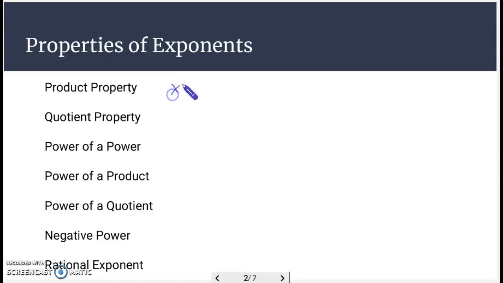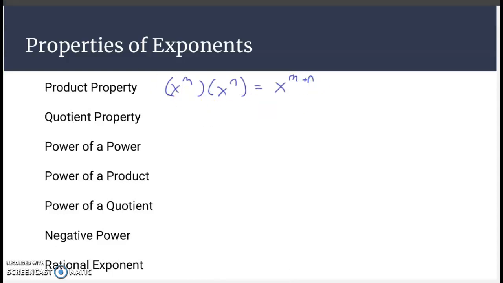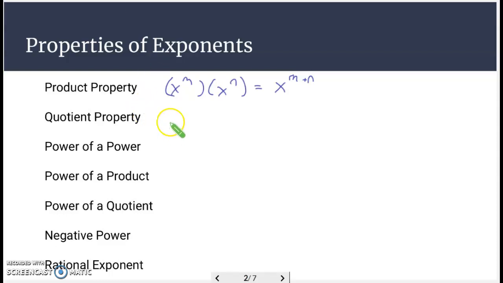And if I have an exponential term times another exponential term, bases are the same, you would find the simplified answer by adding the exponents. Quotient, however, would use subtraction. So say I have x to the m power divided by x to the n power. The simplified answer would be x to the power of whatever m minus n is.